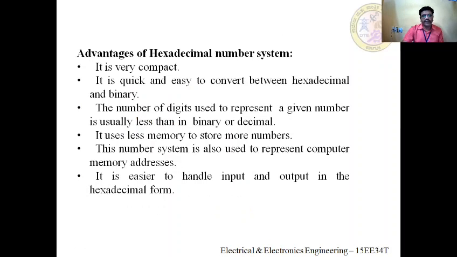Advantages of hexadecimal number system. This number system is very compact, quick in operation, and easy to convert from hexadecimal to binary and from binary to hexadecimal. The number of digits used to represent a given number is usually less than in binary or decimal.